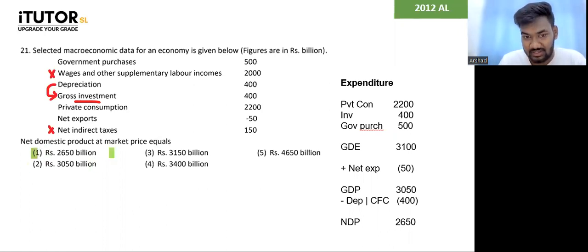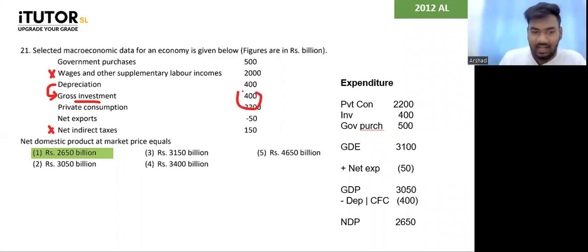So once again to repeat, guys, one person wanted. So remember, if in the question they say gross, let's say gross investment, gross capital formation, that means depreciation is already included in that. So don't go and add depreciation again. So here when they say gross investment, that means it is inside this 400.